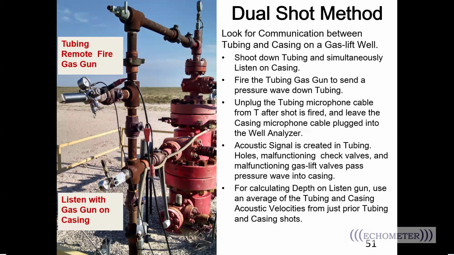For calculating the depth on the listen gun, we use the average acoustic velocity of the tubing and casing shots, the shots that we took prior to shooting the dual shot.